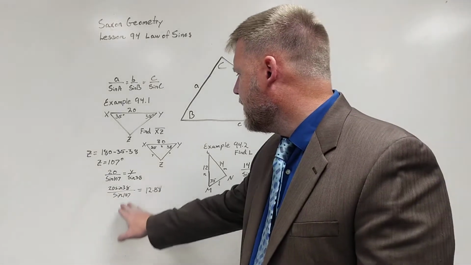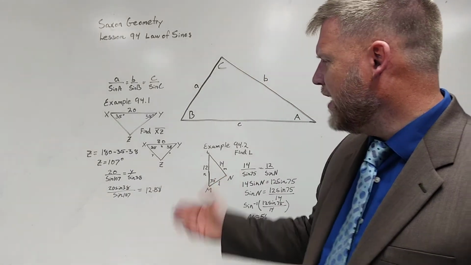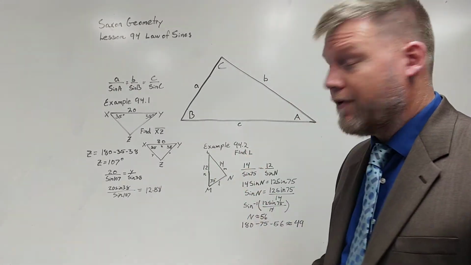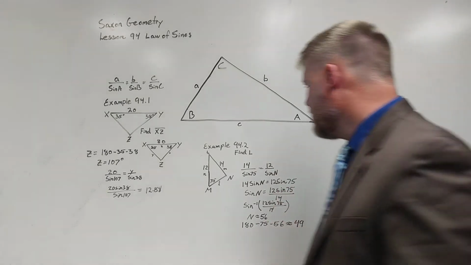Now, that's when you're finding a side. This next example is when you're finding an angle. 94.2 says find angle L.